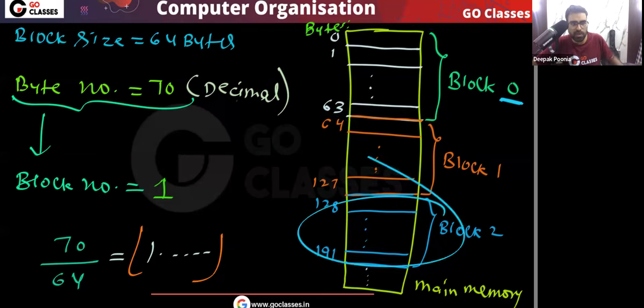So please understand that block number is starting from 0. That is the reason I need to take floor. So you can easily see I need to take floor, and if I take floor, then I will get 1. And that is the correct answer. The block number is 1. I hope you understood this point.